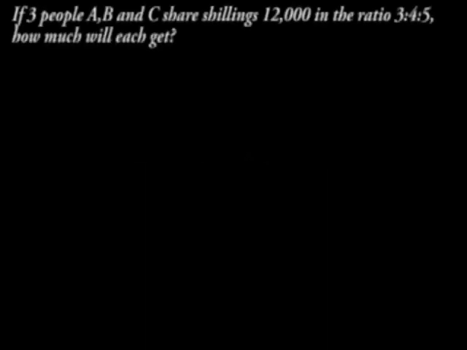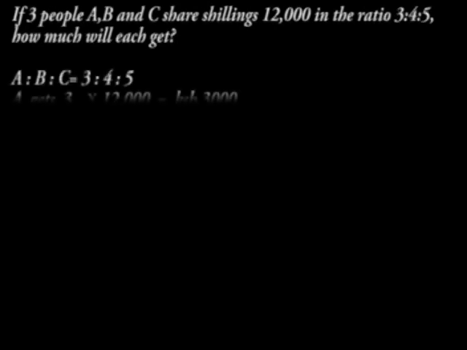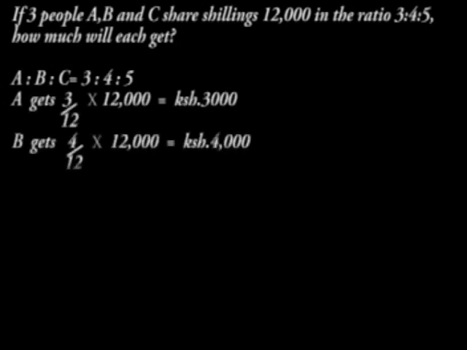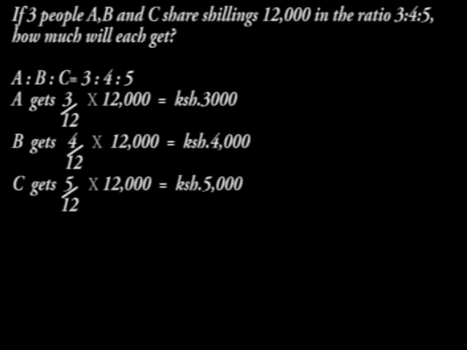Proportional parts: if 3 people A, B and C share 12,000 shillings in the ratio 3 to 4 to 5, how much will each get? A to B to C is 3 to 4 to 5. A gets 3 over 12 times 12,000, which is 3,000. B will get 4 over 12 of 12,000, which is 4,000. And C will get 5 over 12 of 12,000, which is 5,000.